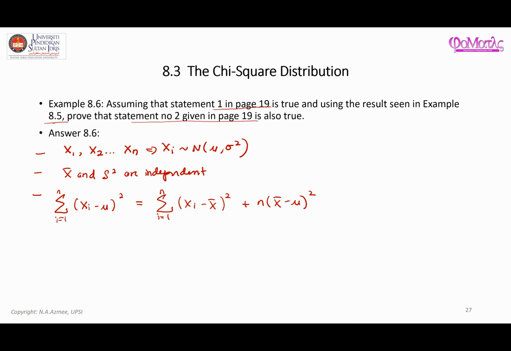Now what we need to do is prove that (n minus 1) S squared over sigma squared, this random variable, you can call this whole thing Y. So we need to prove that Y has a chi-square distribution with degrees of freedom n minus 1.